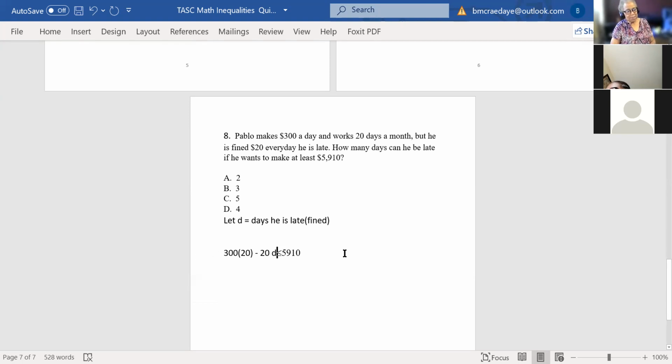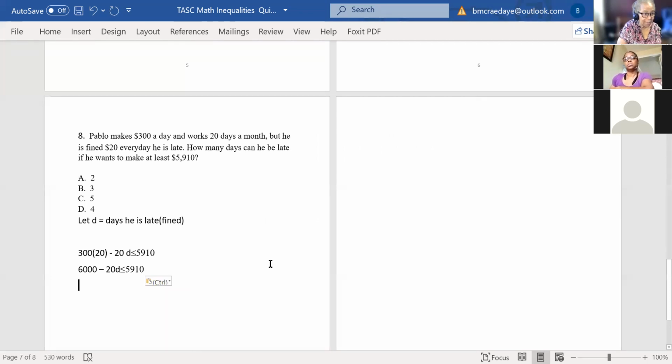Give you a few minutes. Solve that for D. So you multiply 300 times 20, you know that's what? 6,000. Okay. Minus 20D. And let's put less than or equal to 5,910. Okay. Now solve that for D. Tell me what you get.